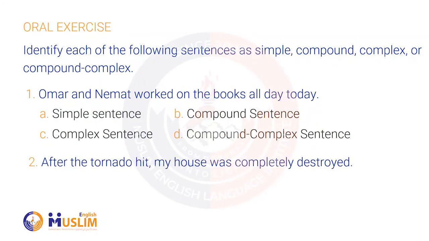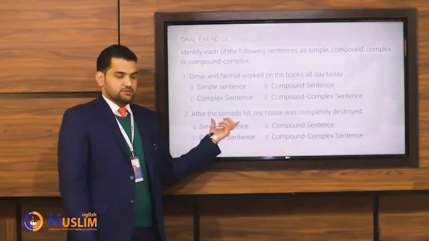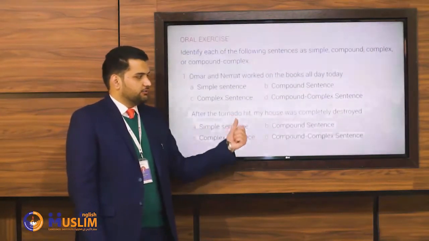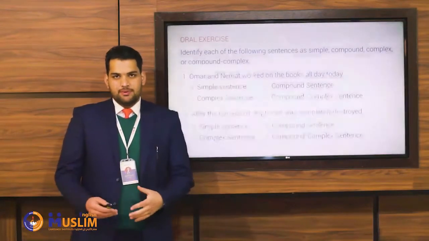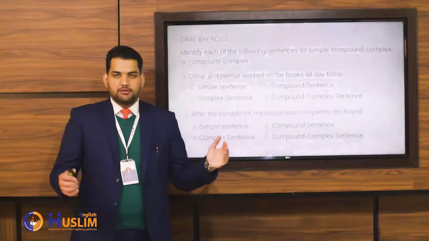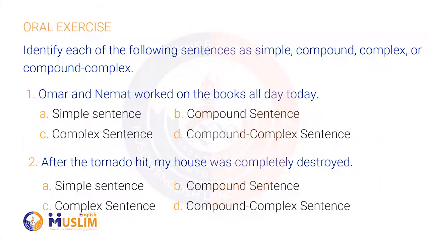Okay, now you do number 2. After the tornado hit, my house was completely destroyed. What is it? Let's find it. After the tornado hit, it is a dependent or subordinate clause because it does not have a complete meaning. My house was completely destroyed, it's an independent clause. So on the one hand, we have got a dependent clause, and on the other hand, we've got an independent clause. It means that we've got a complex sentence here.